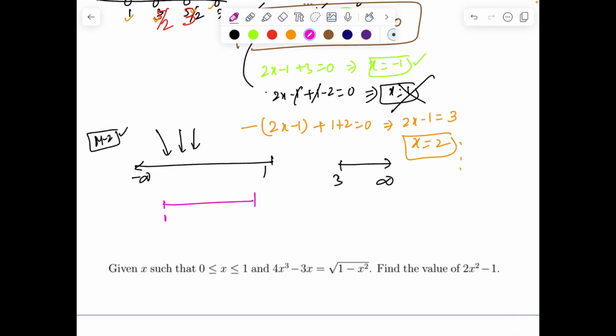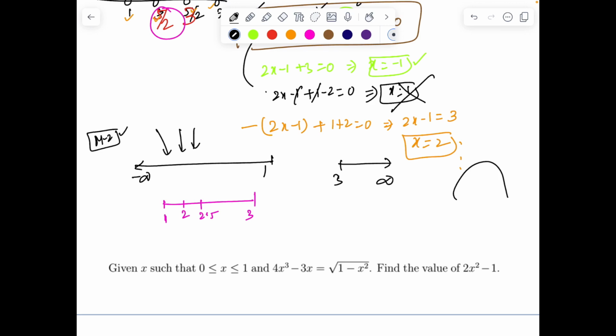Now in the interval 1 and 3, the critical points that I need to check are 1, 2, 2.5, as you have seen here, and 3. Since f is a quadratic function with negative leading coefficient, the minimum value will be taken at the end points. As you can see, it's a negative leading coefficient in this interval, so the minimum value will be taken at the end points. So I just need to calculate f of 1, f of 2, f of 2.5, and f of 3.